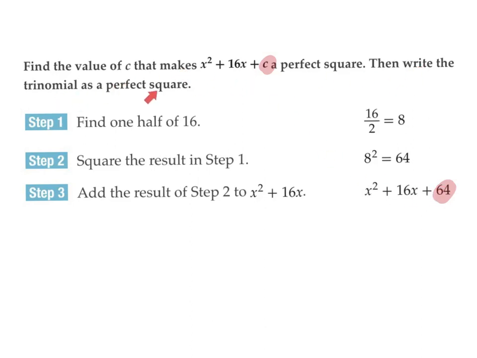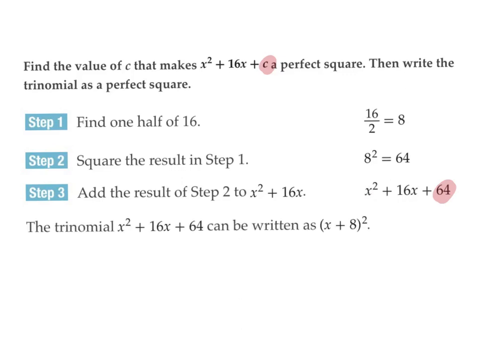Then write it as a perfect square. So now I need to take this and put it into that binomial squared notation. Right? So the front term is the square root. The last term is the square root. Since it's plus, it's plus. So we would write it like that. Okay? Again, square root of that, square root of that.